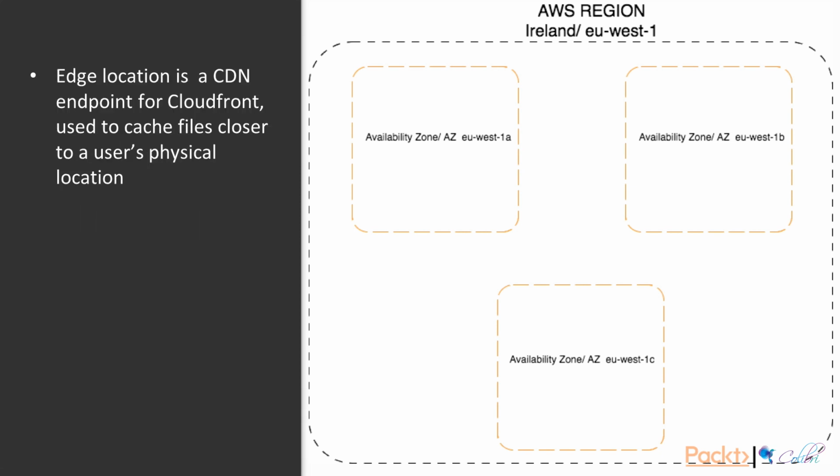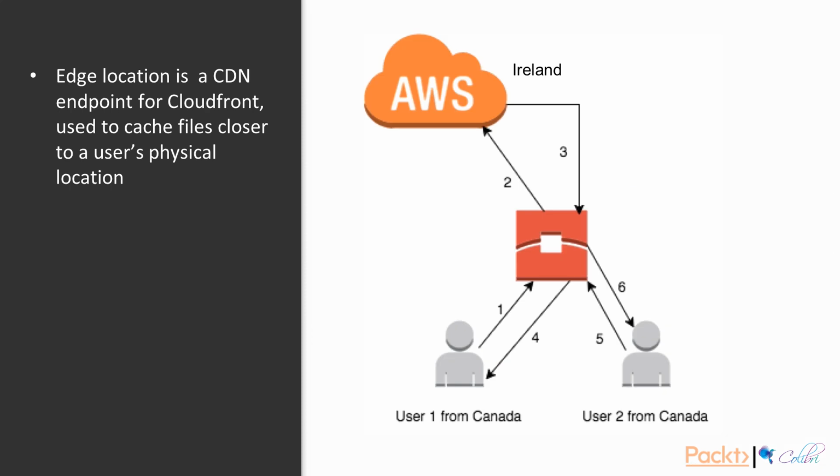Now, let's move on to edge locations. An edge location is a CDN or Content Delivery Network endpoint for CloudFront. We will be learning more about CloudFront later on in the course. Basically, an edge location is used to cache files closer to a user's physical location.